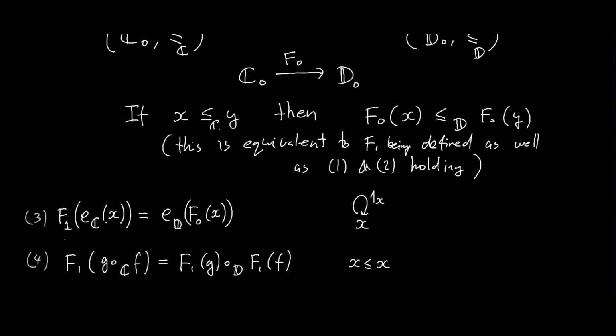Now, f1 of that, because f1 must preserve domain and codomain, will be a looping arrow from f0 of x to itself, right? So this is f1 of e of x. What about this? f0 of x is this object here, and this is the identity arrow of that. So the identity arrow of f0 of x. And the condition requires that they're equal, but now I claim that they will be equal for free. Would you like to tell me why?